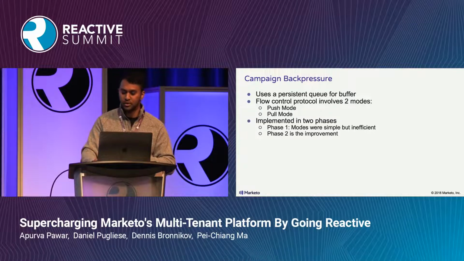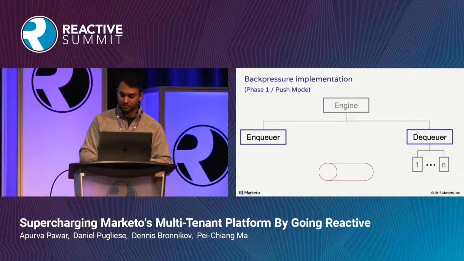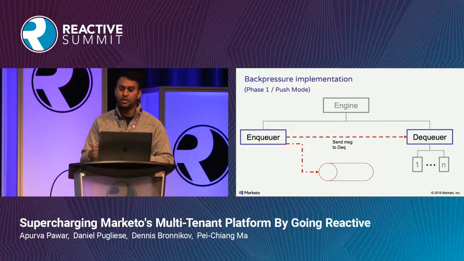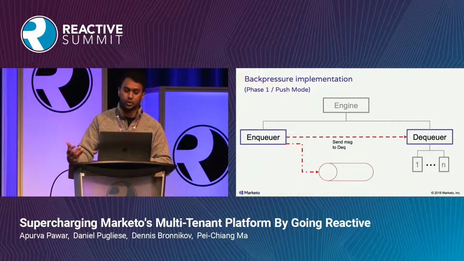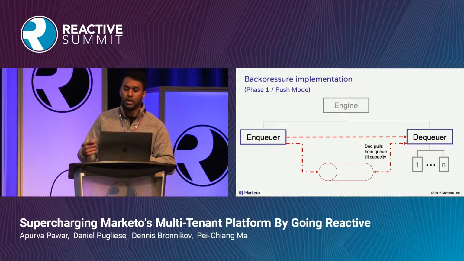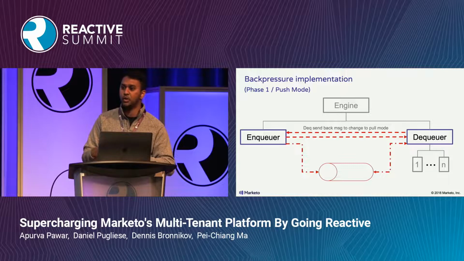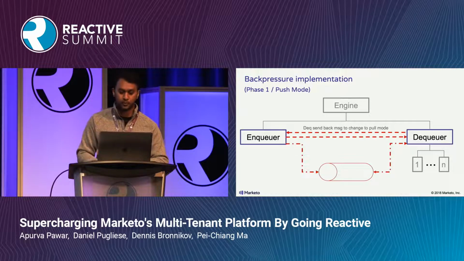So let's look at phase 1 first. We have push mode for phase 1. In push mode, the enqueuer first pushes tasks to the queue. Then the enqueuer sends a message to the dequeuer saying that it has pushed a task to the queue. After the dequeuer receives that message, it starts pulling from the queue until it has reached its capacity. Once it has reached its capacity, the dequeuer will send back a message to the enqueuer saying, go back to pull mode.